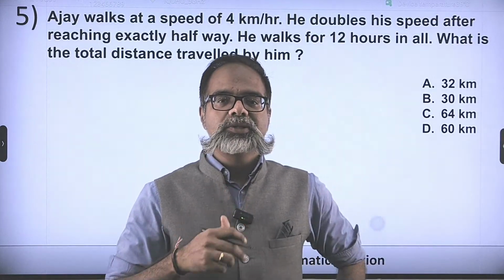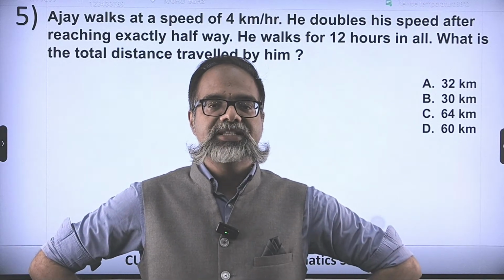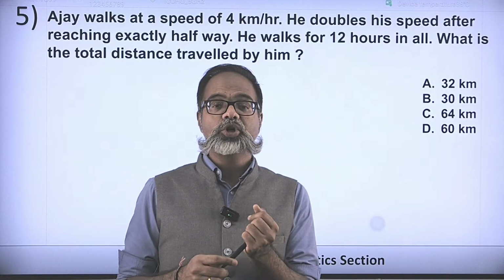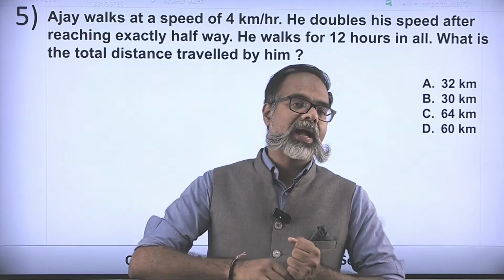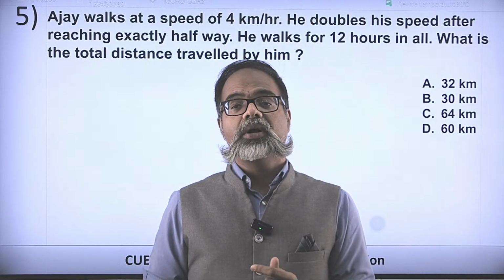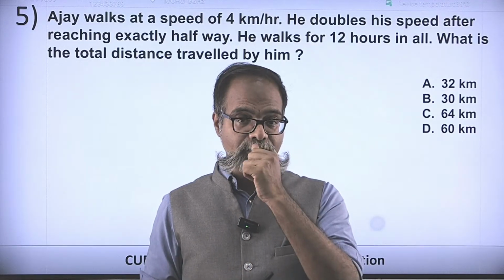Ajay walks at a speed of 4 kilometers per hour. He doubles his speed after reaching exactly halfway. He walks for 12 hours in all. What is the total distance traveled by him? Time, speed and distance, right? Now, you can actually have two different approaches for solving this problem.